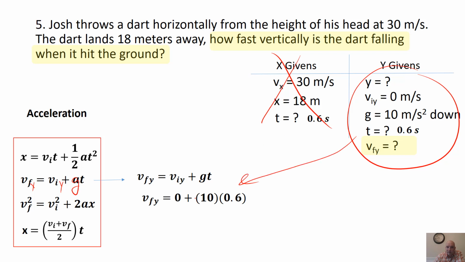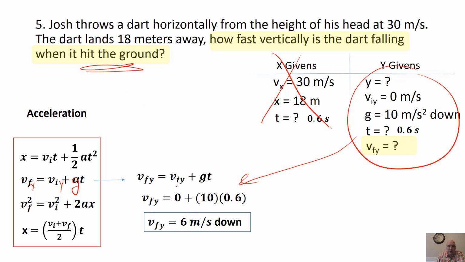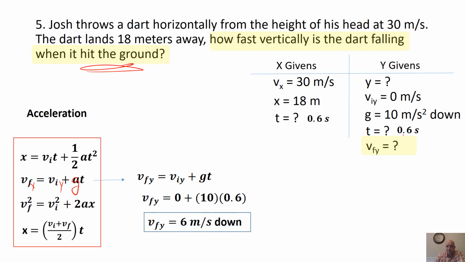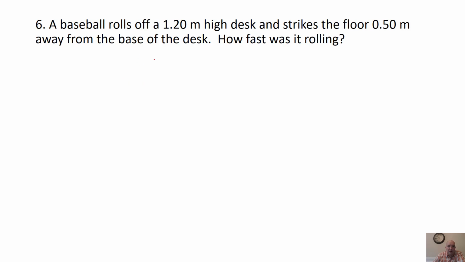So VIY is equal to 0, g is the 10, and the time is 0.6, and we can solve for the velocity that it would hit the ground. And when we say when it hits the ground, we're talking about the moment before it actually stops. It was traveling at a velocity of 6 meters per second before it actually stopped. Okay, so let's keep on going. Let's see the next problem.